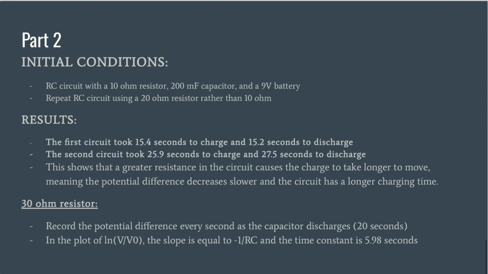Now for the plot of the 30 ohm resistor, we recorded the potential difference every second as the capacitor discharges, which was for 20 seconds. And in the plot of the ln V divided by V naught graph, the slope was equal to -1 over RC and the time constant was 5.98 seconds.